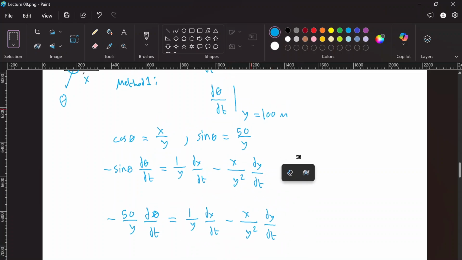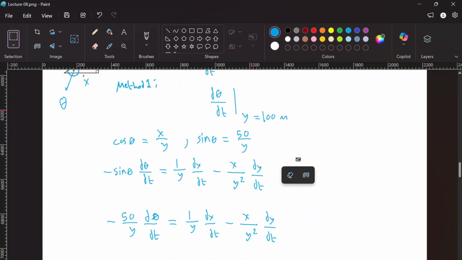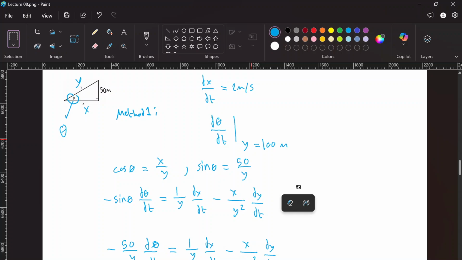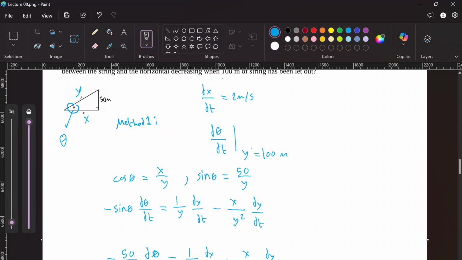Now the hard part with using cosine is that now you need to find x, right? x when y equals 100. How to find x? See the triangle? What will you use now to find the value of x? Pythagorean theorem, right? So let's use it. What's the Pythagorean theorem in this triangle here? What do you think?